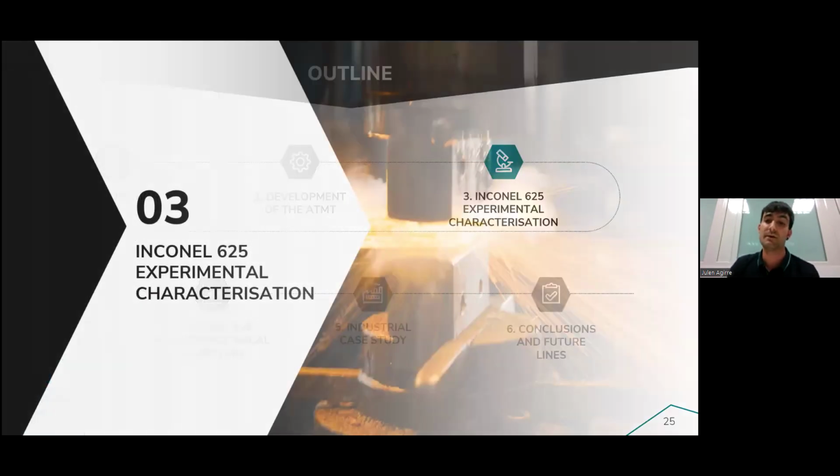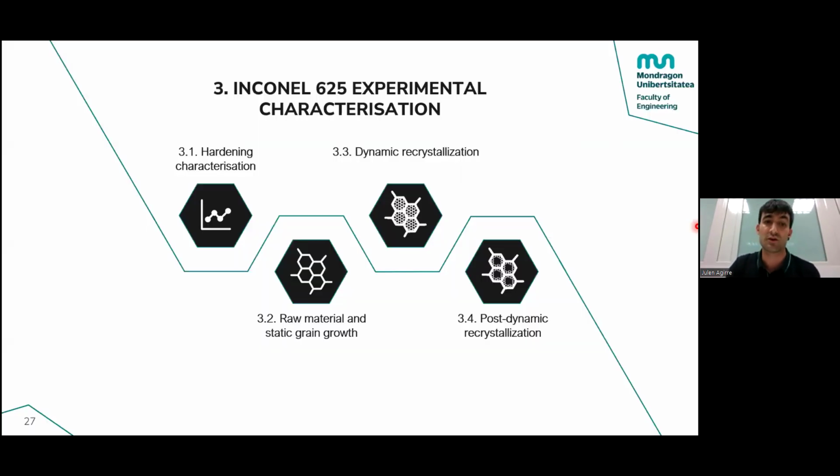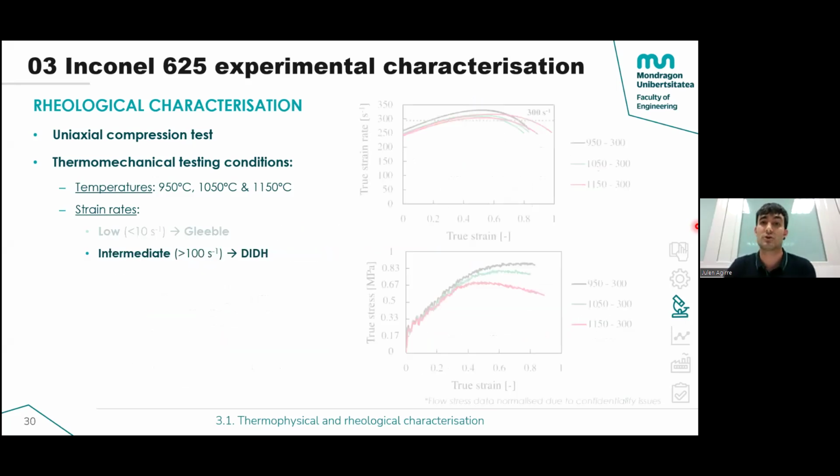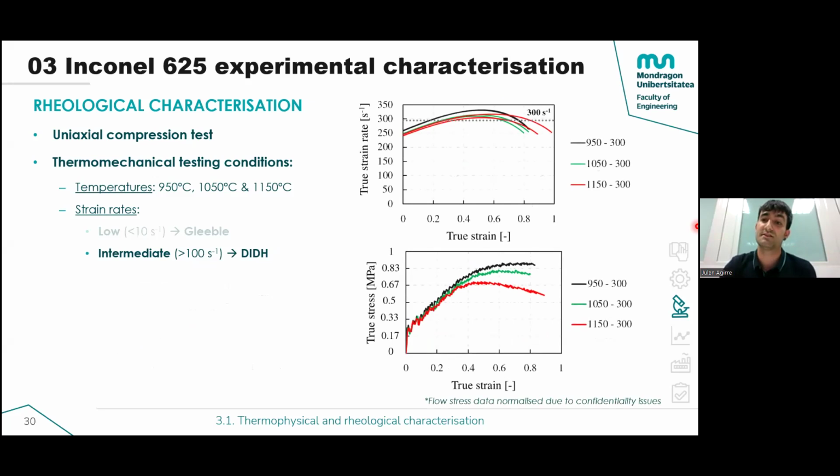After the development, we started characterizing the Inconel 625 nickel-based superalloy. First of all, we characterized the hardening at 3 temperatures, 950, 1050, and 1150, at 3 low strain rates, so 0.1, 1, and 10. And then in our direct hammer, also at the 3 set temperatures, 950, 1050, 1150.